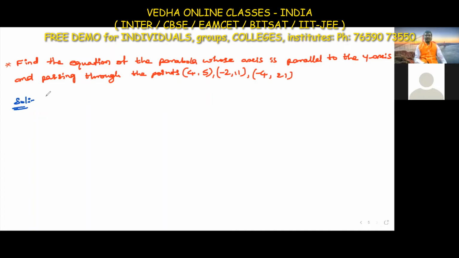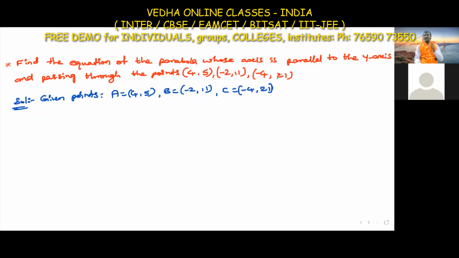Okay. So what are the given points here? First write the given points. Point A is (4, 5), point B is (-2, 11) and point C is (-4, 21). Okay, ABC, three points are given here.